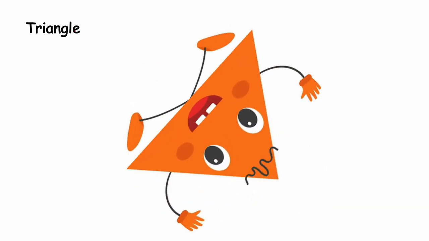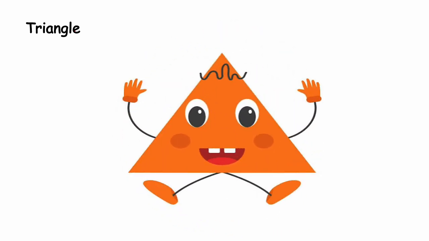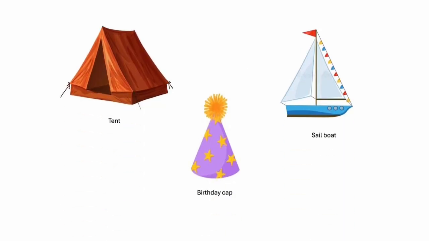Let us sing some shapes, baby you and me. Three sides, three corners. Can you see? This is a triangle. What objects can you see? Tent, birthday cap, sailboat.